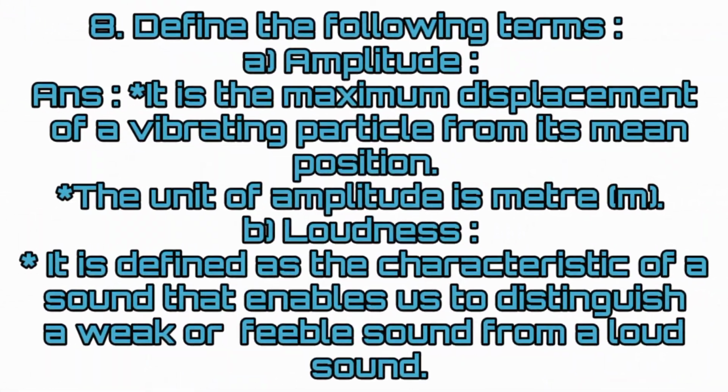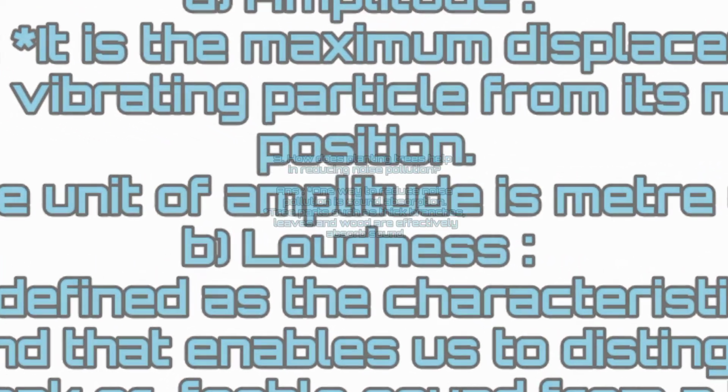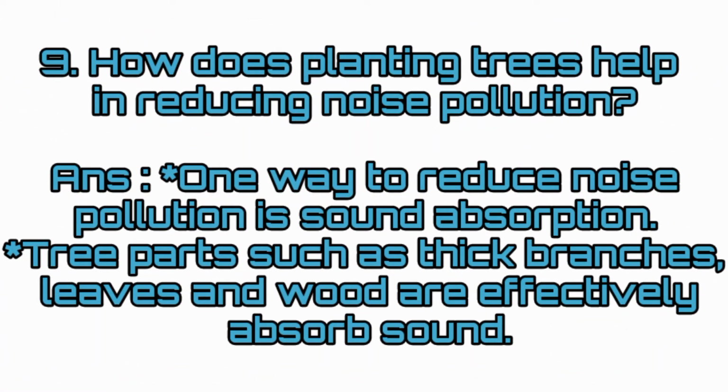Define the following terms: amplitude, then loudness. Amplitude: it is the maximum displacement of a vibrating particle from its mean position. The unit of amplitude is meter, m. Loudness: it is defined as the characteristic of a sound that enables us to distinguish a weak or feeble sound from a loud sound.